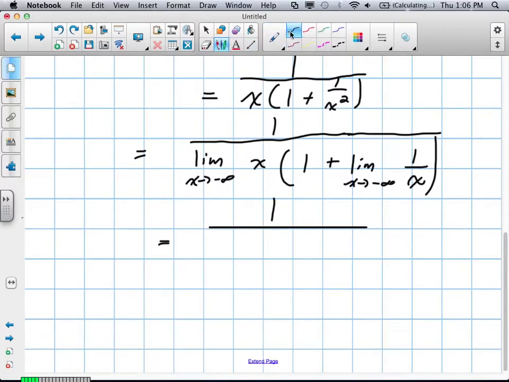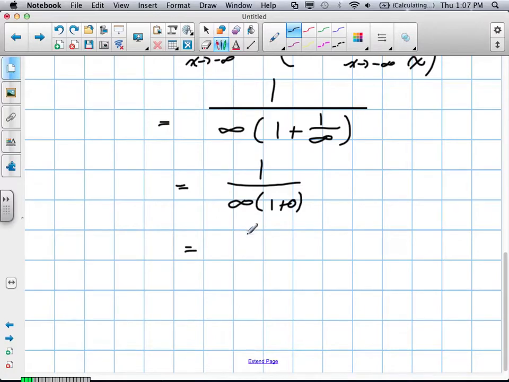Our x value is now an infinite number. And we have 1 plus 1 over an infinite number. Well, we know 1 over an infinite number is going to be 0. So we have 1 over an infinite number times 1 plus 0. Well, that's just going to be 1. And what's 1 times an infinite number? Still going to be that infinite number. So we have 1 over an infinite number. What does that tend to be if we have 1 divided by an infinite number? 0. So what they're telling us is our horizontal asymptote is at 0.